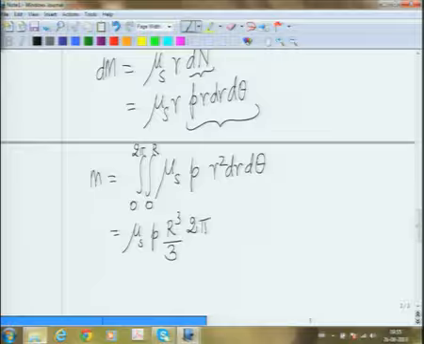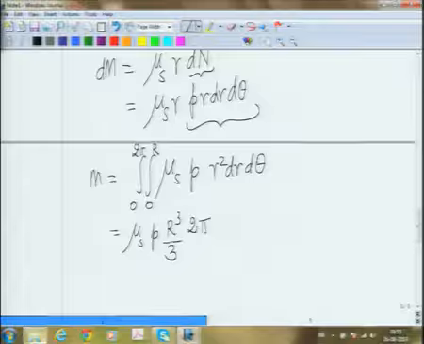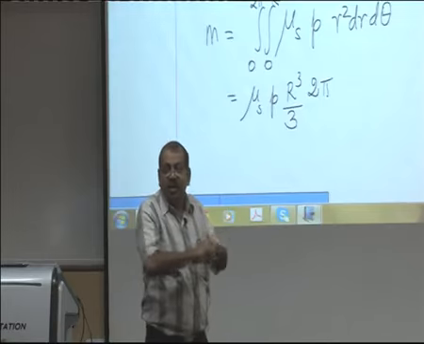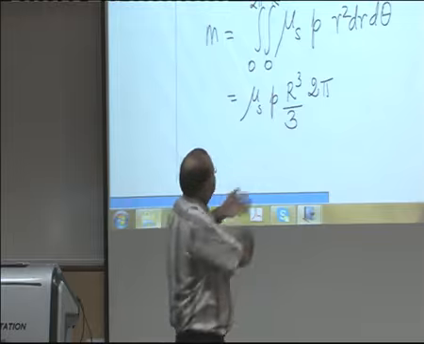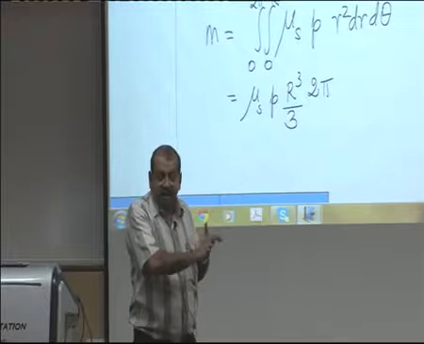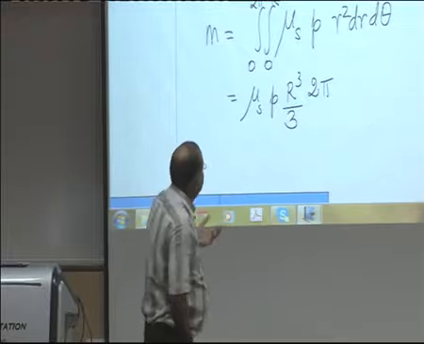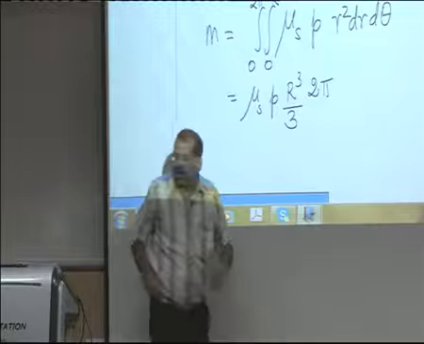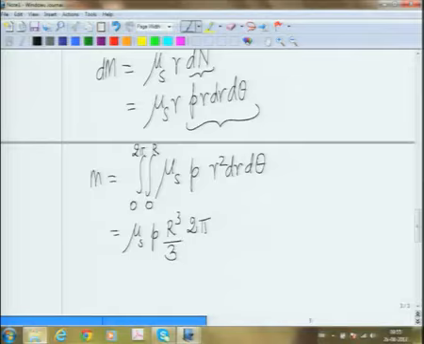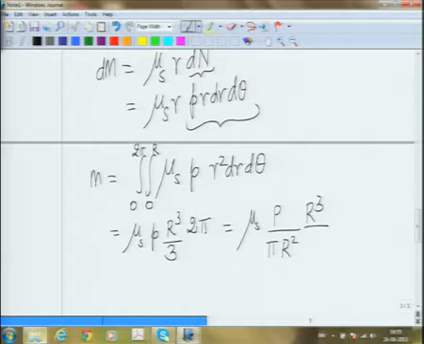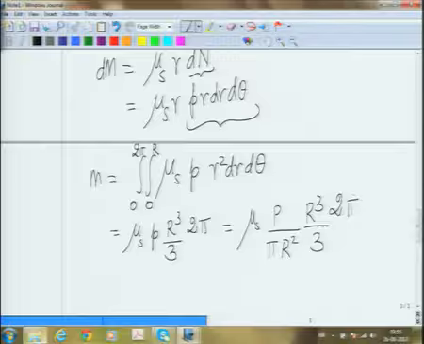In this case, because things were not functions of r and theta, I could just write it directly like this. Otherwise, you have to be careful. If r is a function of theta, then you have to put in the functionality of theta also, and then work out. Okay, and this p is small p, so this is equal to mu s times p divided by pi R square into R cube by 3 into 2 pi, and you will get your answer.